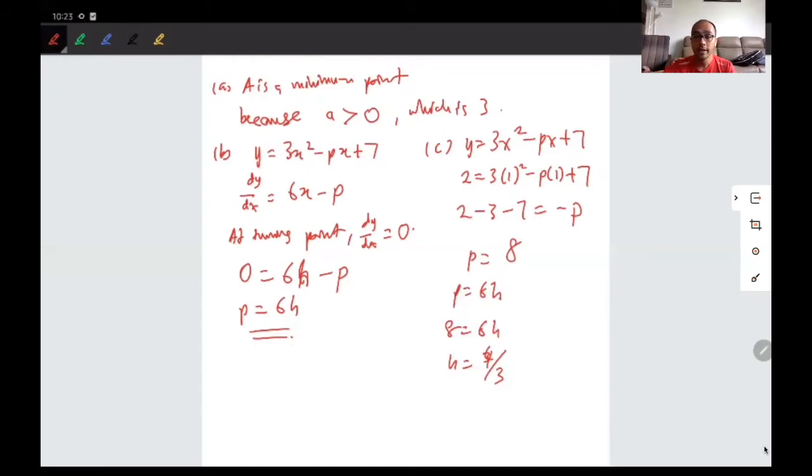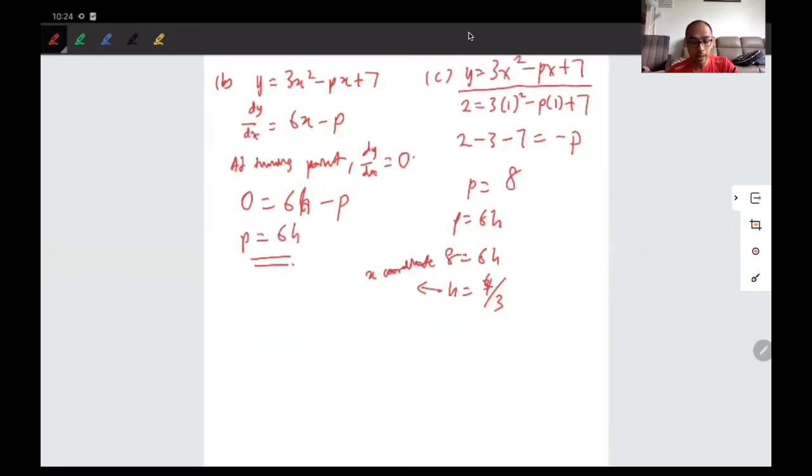Okay. Then, because h is the x coordinate, okay, we can find k, which is the y coordinate. So again, you use this equation. Okay, so you will get y equals 3 times 4 over 3 squared minus p, which is 8, times 4 over 3 plus 7.